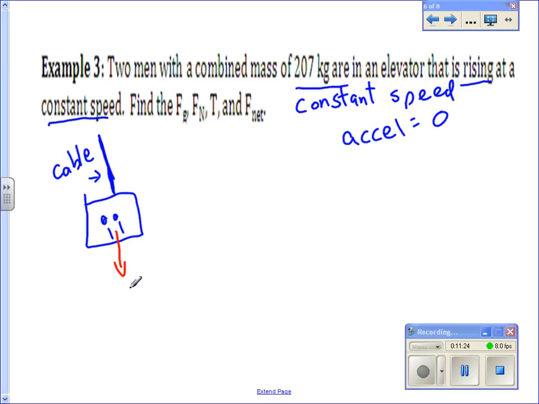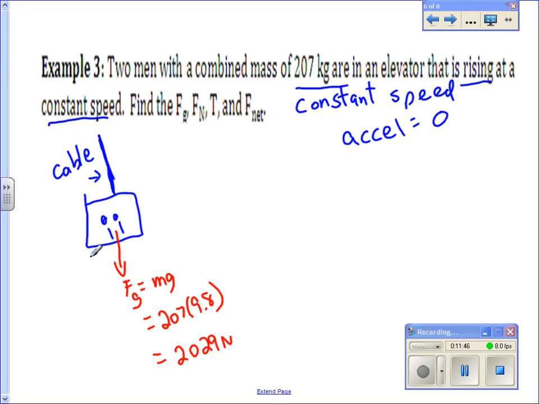Now what I really should have done on this problem was put the mass of the people and the elevator. For our purposes today, let's just act like the elevator has no mass. I know that's dumb, but it's what we're going to have to do because I wrote it this way and made a mistake. All right, so if we find the weight of the two people, it's 2,029 newtons.